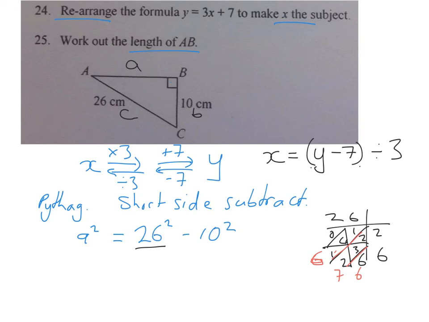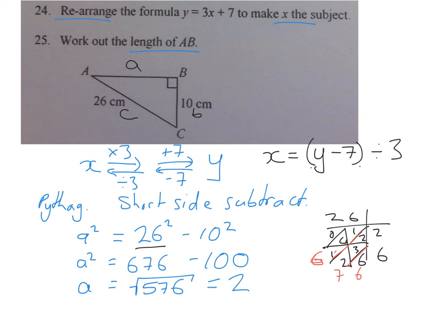So it is 676 minus 100, a squared. So a is equal to the square root of 576, which off my calculator I know is 24, and the unit is centimeters.